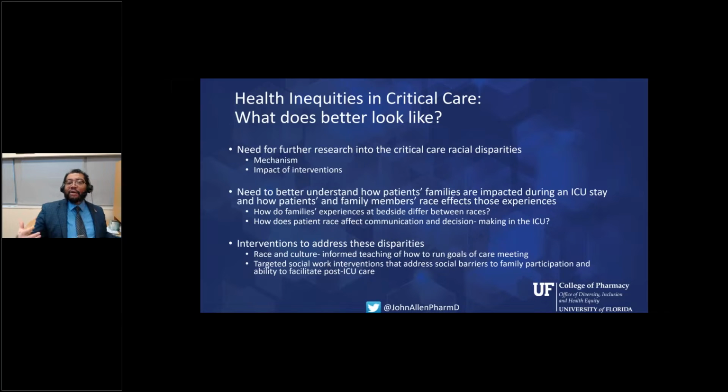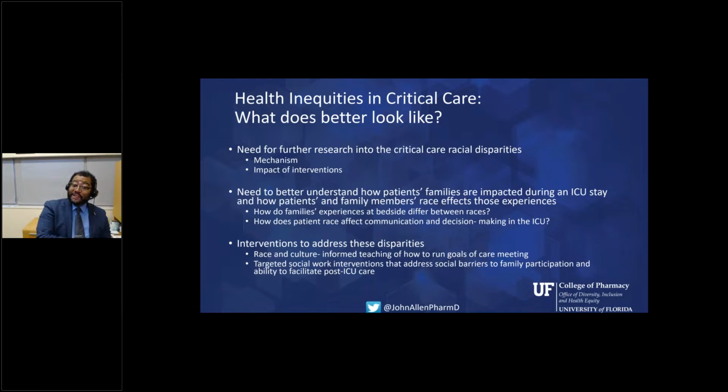So, what does better look like in critical care? I pose that we need to do further research into critical care racial disparities. Very specifically, what are the mechanisms of those disparities? And then what is the impact of interventions designed to reduce disparities? We additionally need to better understand how patients' families are impacted during an ICU stay and how patient and family members' race can affect those experiences. So, for instance, do family experiences at the bedside differ between races? And how does race itself affect communication and decision making in the intensive care unit?